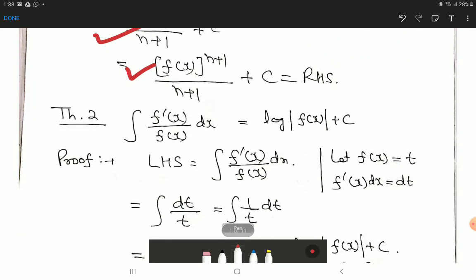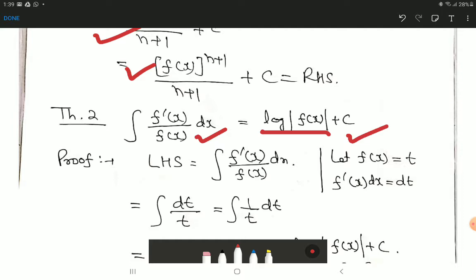Integration of f dash x upon f(x) dx is log of f(x) plus c. This is equivalent to f(x) whole power minus 1 into f dash x dx. But in that case, the previous formula is not applicable. The previous formula is applicable only if n is not minus 1, and in this formula n is minus 1. So f(x) whole power minus 1 into f dash x dx has been written as f dash x dx upon f(x). Its answer is log of f(x) plus c.